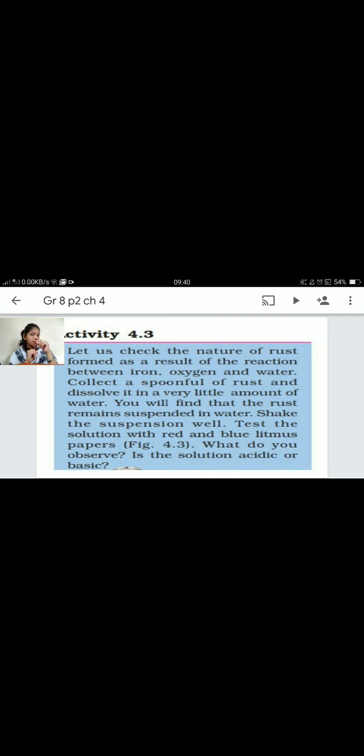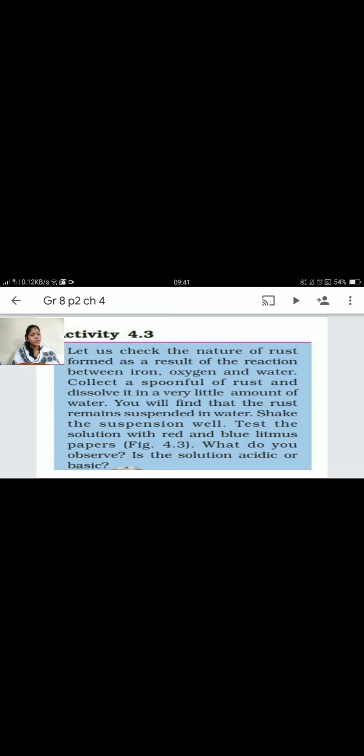So you have to collect some of that rust, a spoonful of the rust, and dissolve it in a very dilute amount of water. Suppose you are taking 1 teaspoon of rust, then you have to take the same amount of water and dissolve that rust properly into the water. Then you will find after some time, let it settle down, the rusted iron particles are suspended in the water.